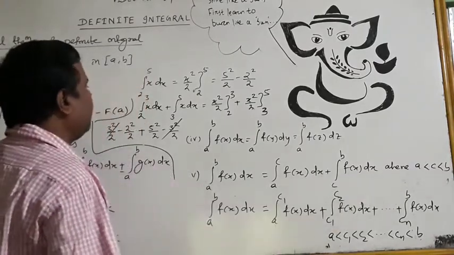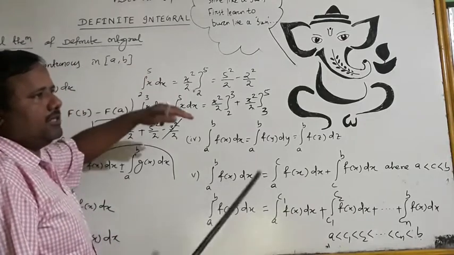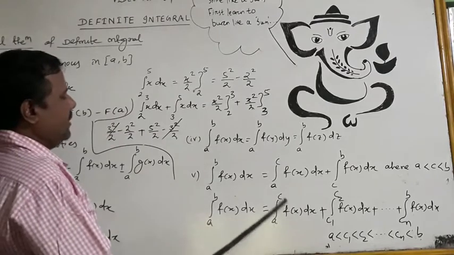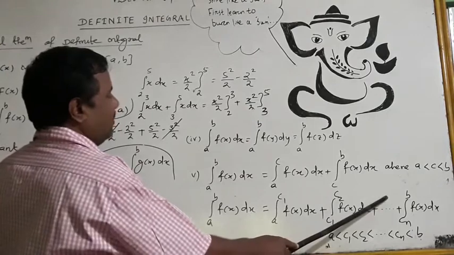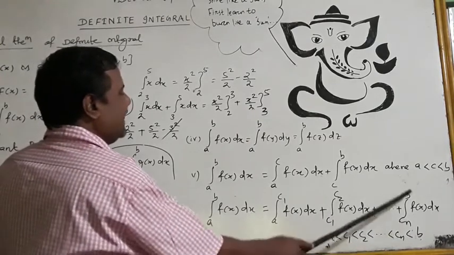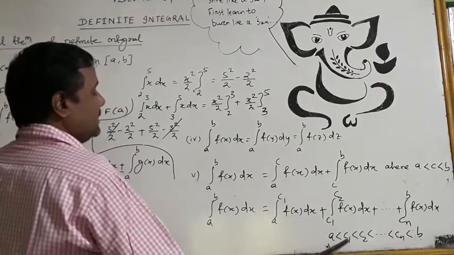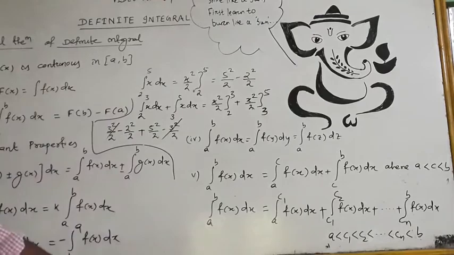If there are many points, if I take 2 to 5, suppose 3 is there, 4 is there, 4.5 is there, then you can take a to c1 f(x) dx, c1 to c2 f(x) dx, c2 to c3 f(x) dx, up to the last cn to b f(x) dx, where a is less than c1 is less than c2, up to less than b. Okay.